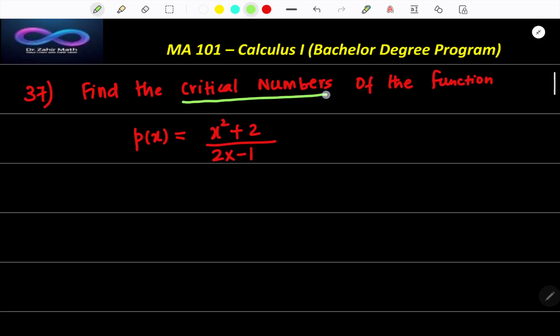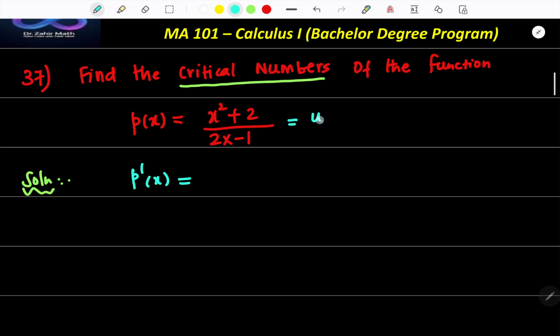Find the critical numbers of the function p of x. What is step number 1? You're going to find f dash of x, here it is p dash of x. Here the rule is the u by v rule. What is the derivative of u by v? It is v square in the denominator, and in the numerator v into u dash minus u into v dash.